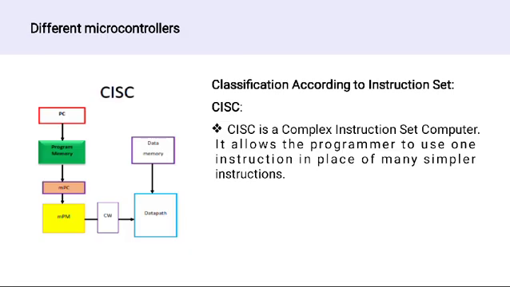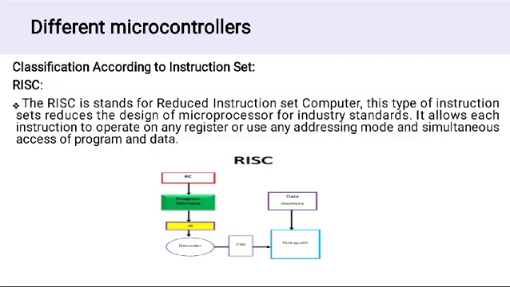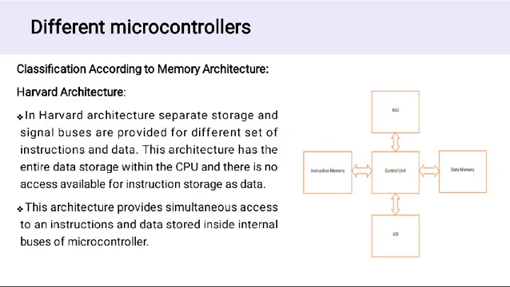It allows the programmer to use one single instruction in place of many instructions. Just you can see the architecture. We will have program counter, program memory, micro program counter, micro program memory, control unit, data path, and data memory. RISC stands for Reduced Instruction Set Computer. This type of instruction reduces the design of the microprocessor for industry standard. It allows each instruction to operate on many registers or use addressing modes and continuous access of data.